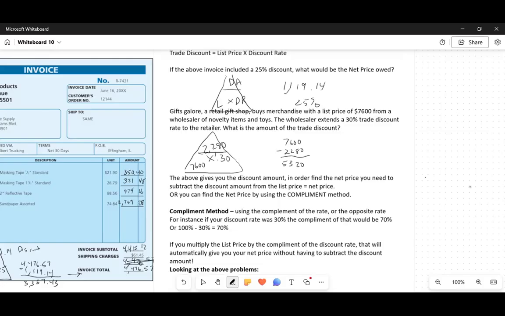So if I wanted to, I could use this formula. We call this the complement formula. It would be 7,600, because what it's going to give me is the list price times 1 minus the rate, 30%. That equals 0.70, because that's what would be remaining, right? If I remove the discount amount of 30, that leaves 70. So if I multiply 7,600 by 70, I would get the net price, 53.20. And that's what we call the complement method.